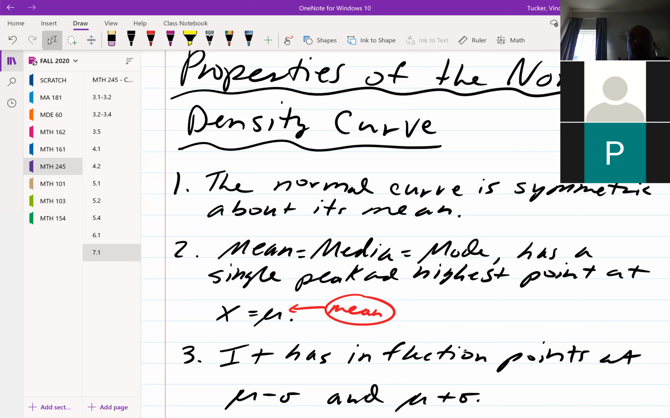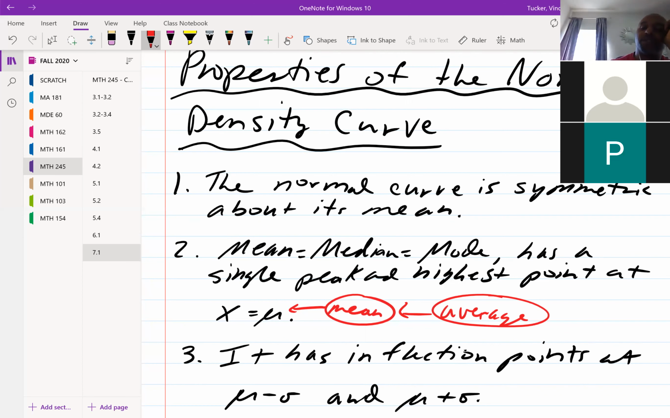Point two alludes to what your classmate had asked about. Your mean, median, and mode are equal. It has a single peak and highest point at your mean. So that middle point, the highest point, is going to be your average, your mean. Don't forget, the stat name for your average is your mean.